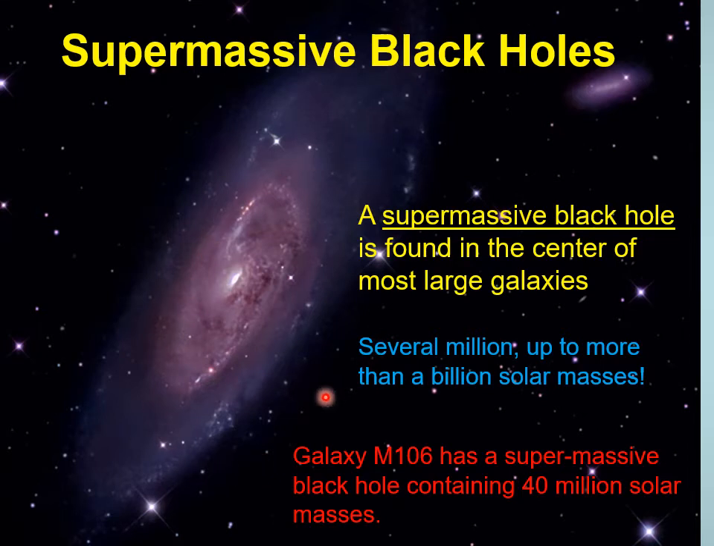This is an example here. This is an image of galaxy M106, and it has a supermassive black hole that contains about 40 million solar masses. So remember, what we mean by that is you can think of 40 million suns crammed into a region of space smaller than an atom. It sounds almost unbelievable, right? Or impossible, but this is the strange and mysterious nature of black holes.